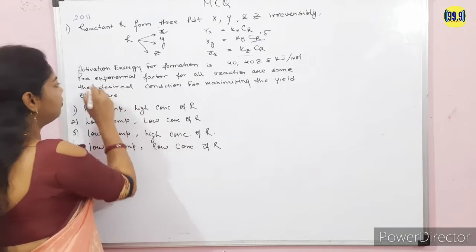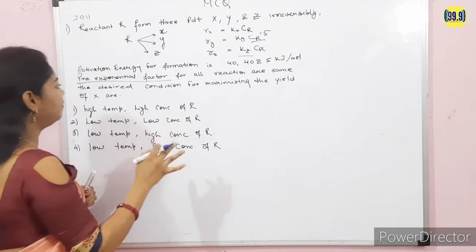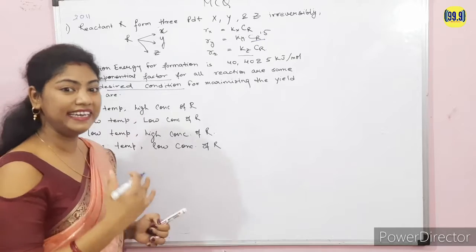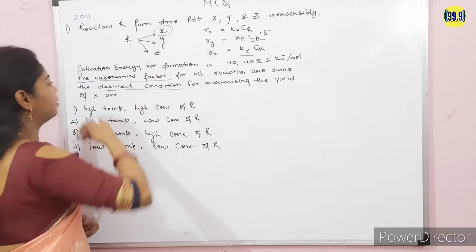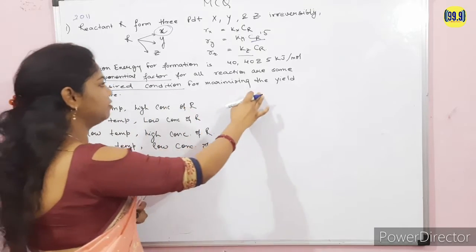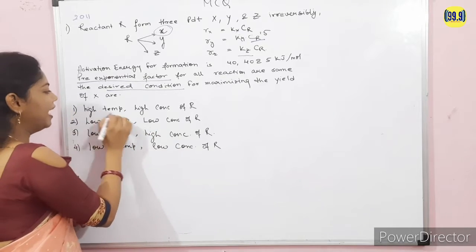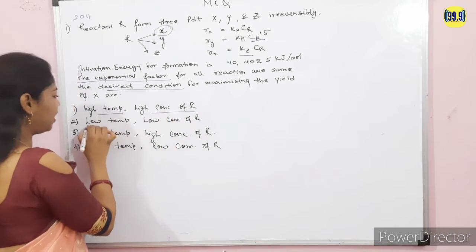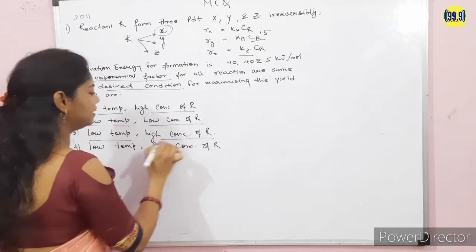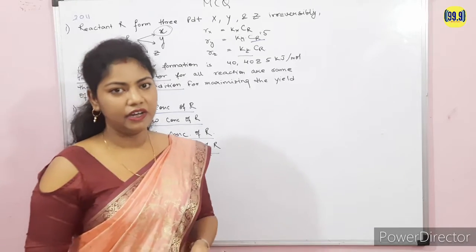The pre-exponential factor for all the reactions is the same, and we have to tell the desired condition for maximizing the yield of X product. The options are: high temperature, high concentration of R; low temperature, low concentration of R; low temperature, high concentration of R; and high temperature, low concentration of R.